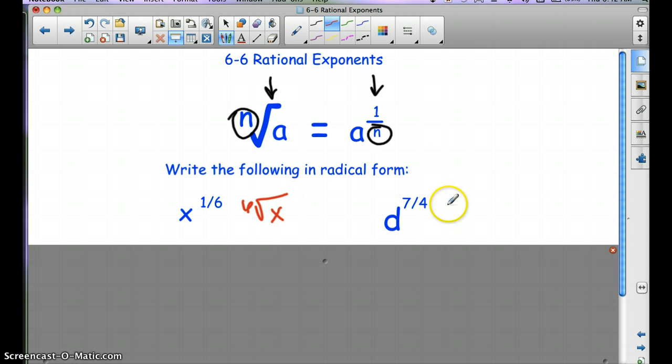So what about this one? How do you think you'd write this one? Here's your denominator, comes to the outside. So 4d to the 4th root of d to the 7th.